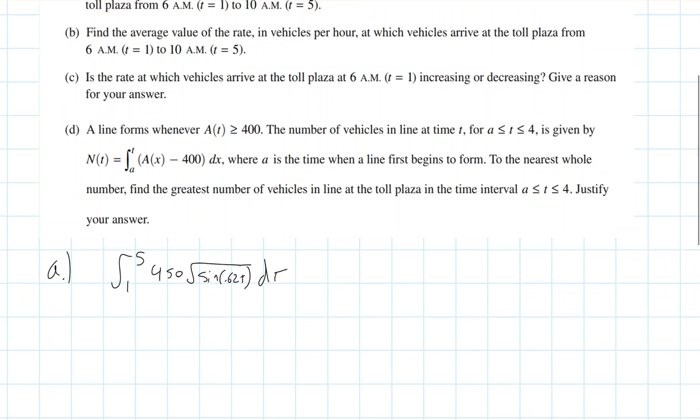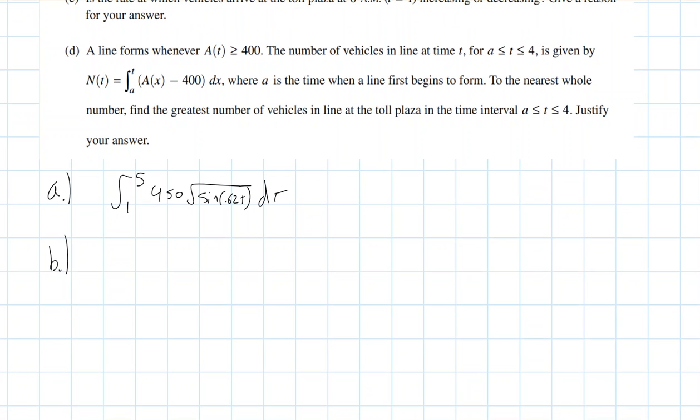Part B: find the average value, in vehicles per hour, at which vehicles arrive at the toll plaza from 6 a.m. to 10 a.m. So this is a very similar integral, but we have to use the average value function. The average value formula is 1 over b minus a, integral from a to b, and we're going to plug in the same function, 450 square root of sine 0.62t dt.